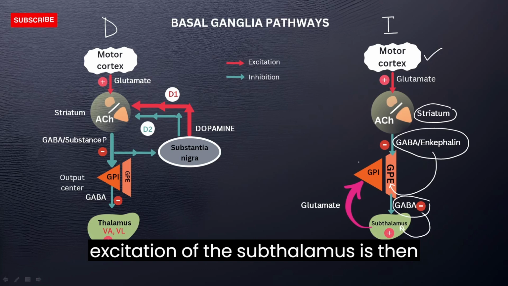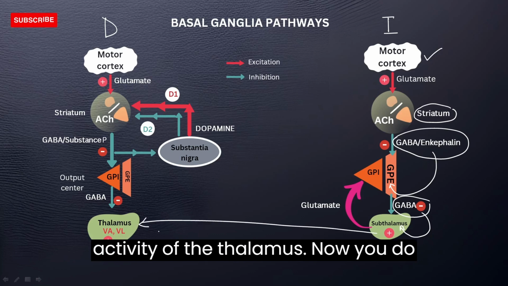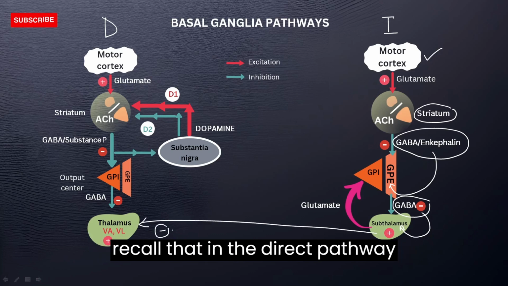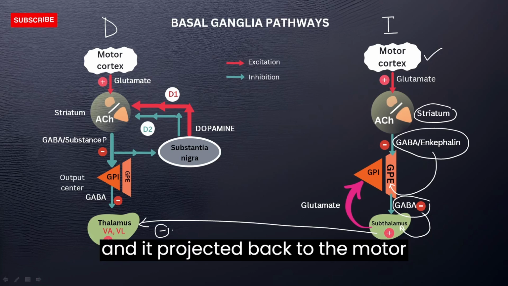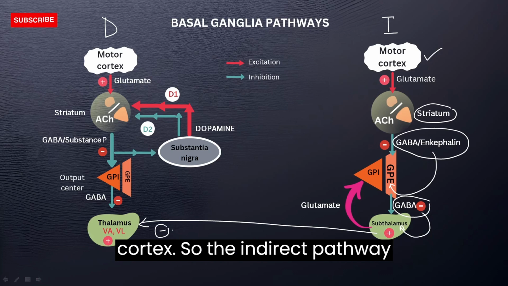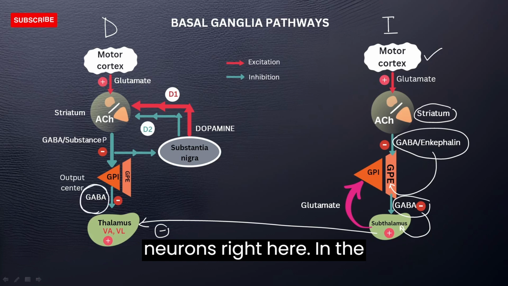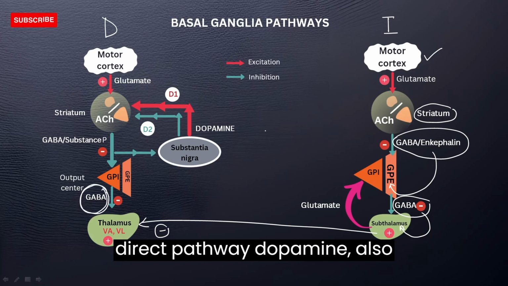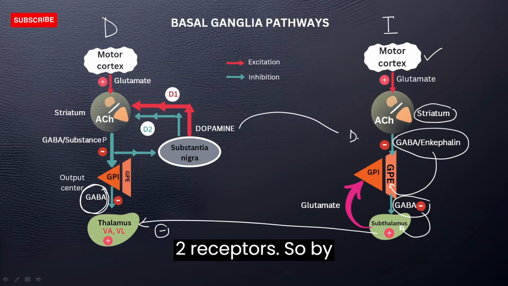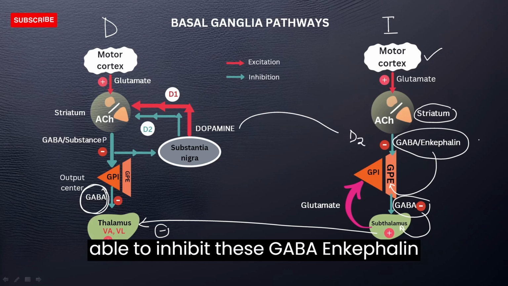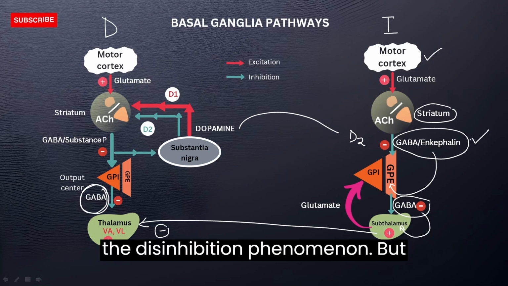Their activity or their excitation of the subthalamus is then used to suppress the motor activity of the thalamus. Now, you do recall that in the direct pathway, the thalamus rather got activated and it projected back to the motor cortex. So the indirect pathway inhibits the thalamus through these GABA neurons right here. Dopamine also inhibits the indirect pathway through D2 receptors. So by stimulating these D2 receptors, they are able to inhibit these GABA enkephalin neurons and they are able to abort the disinhibition phenomenon.